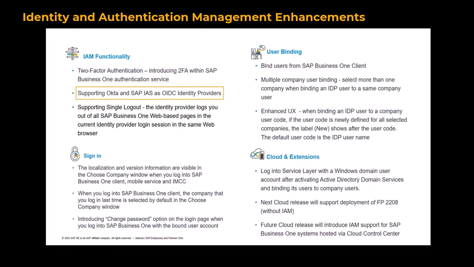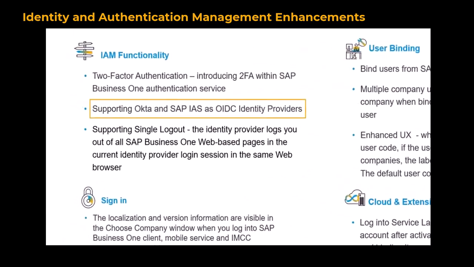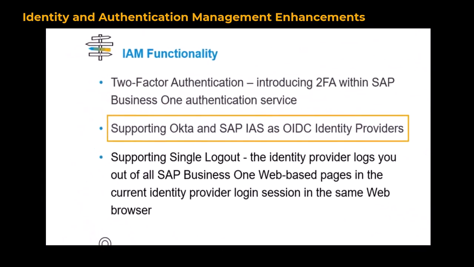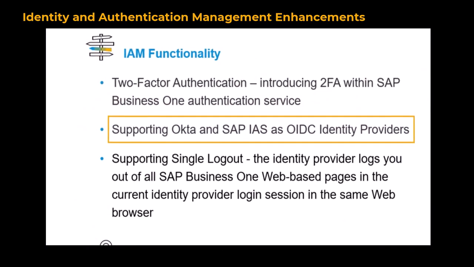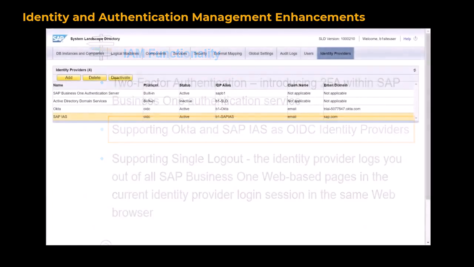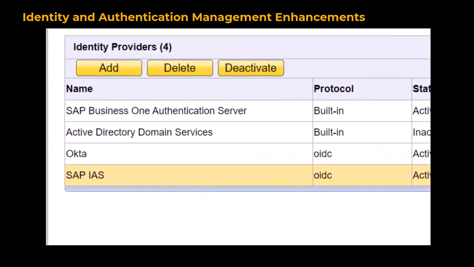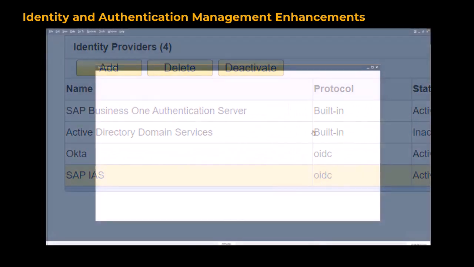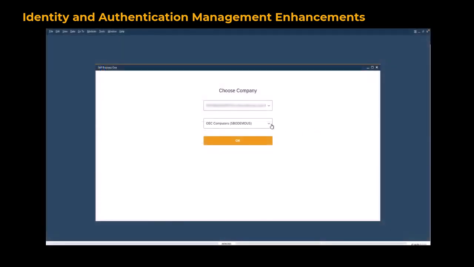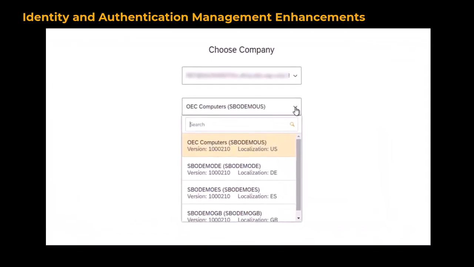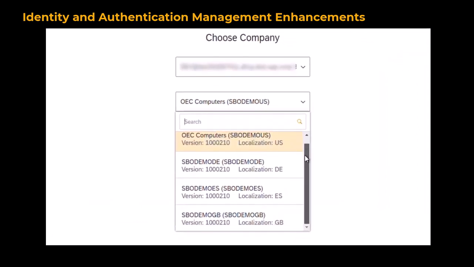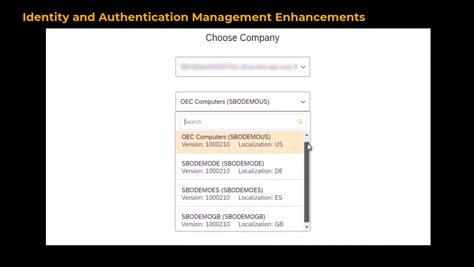You can now register Okta and the SAP Identity Authentication Service, IAS, as the OIDC identity providers and bind their users to SAP Business One company users from the SLD Control Center. When logging into SAP Business One, you can now see the localization and version information in the company list in the Choose Company window.